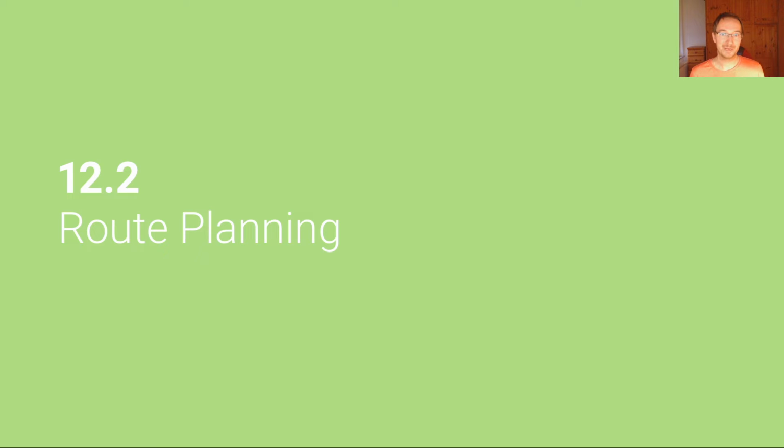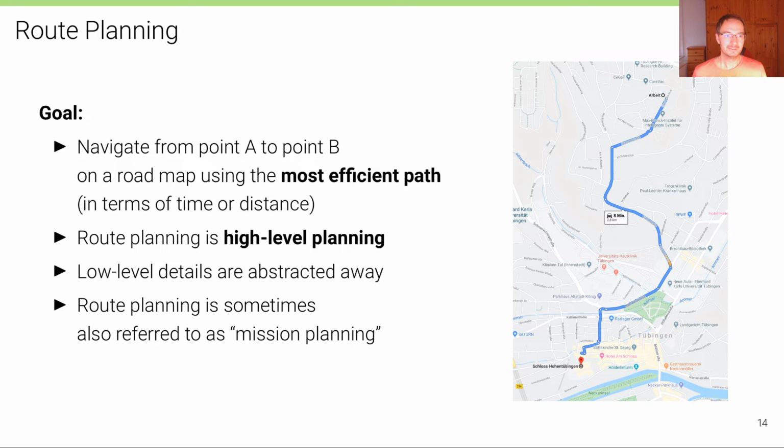Let's start with route planning. The goal of route planning is to navigate from point A to point B. In this example here, I have planned a route through Google Maps from my work location in Tübingen to the castle of Tübingen. And we want to plan that route through a roadmap using the most efficient path, where efficiency could be specified in terms of time, travel time, or travel distance.